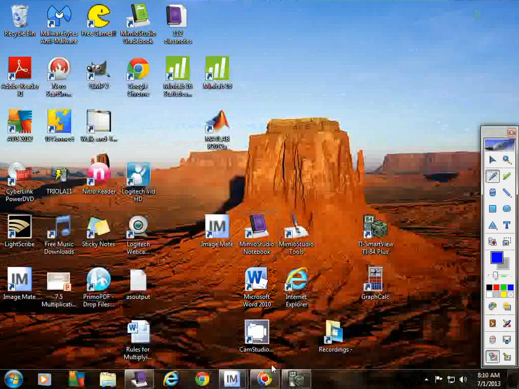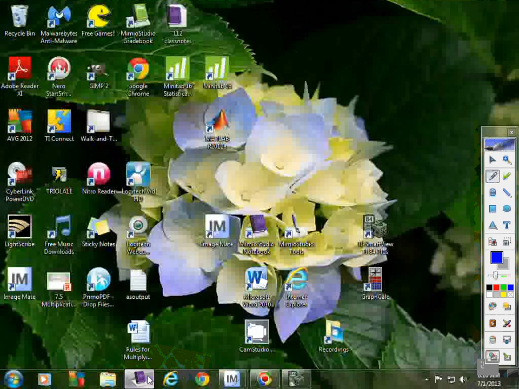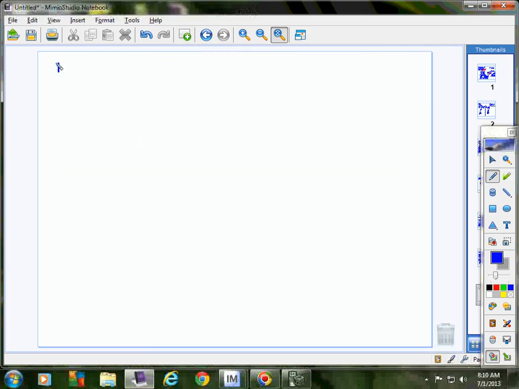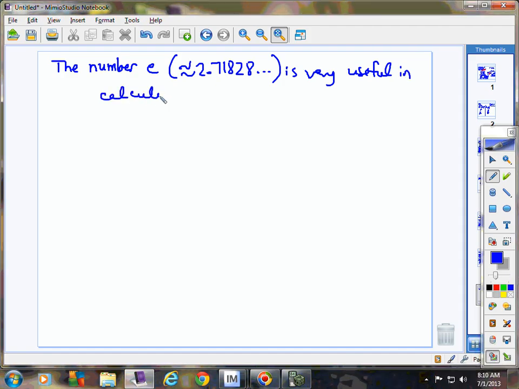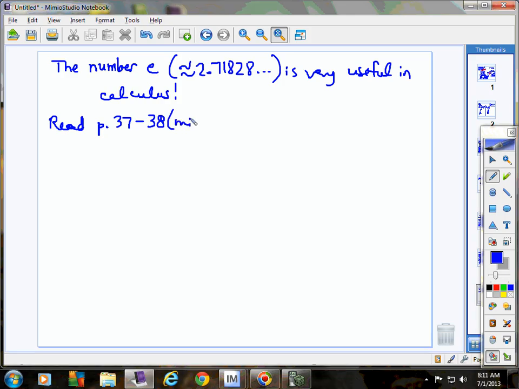All right, so we just saw what the number e is in calculus. It's about 2.718, on and on and on. So the number e is very useful in calculus. It's a very useful number. So make a little note to read page 37 to the middle of page 38 for homework. And your book goes into a good bit of discussion on why it's such an important number.